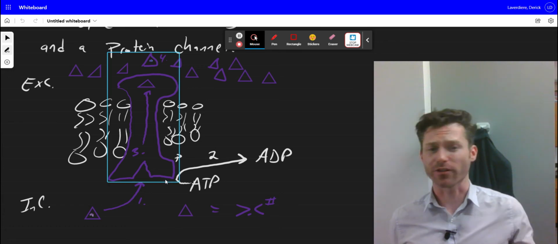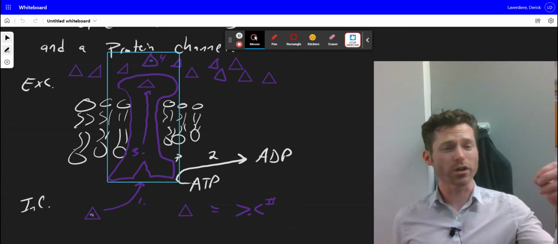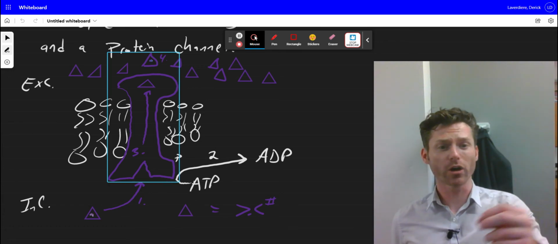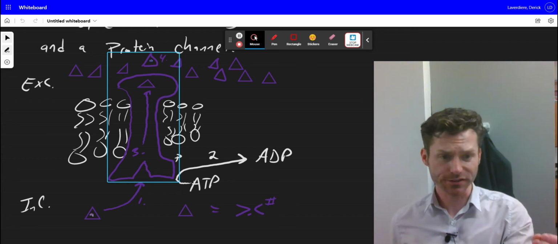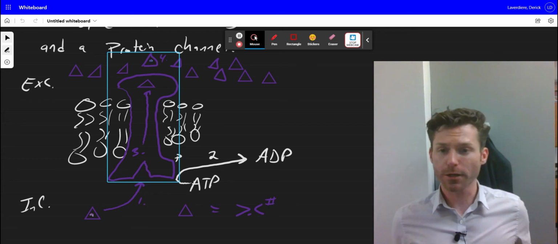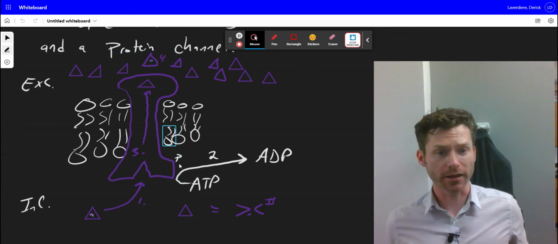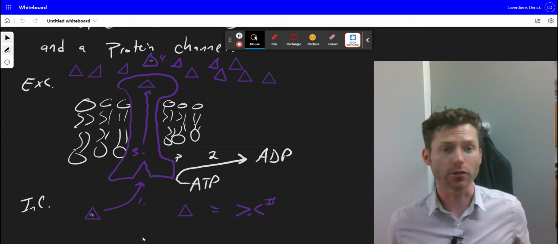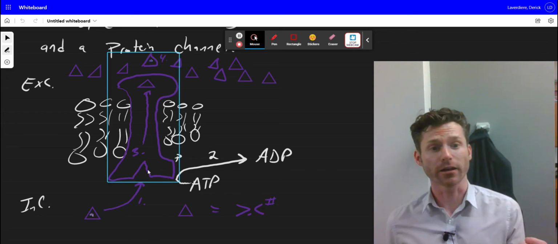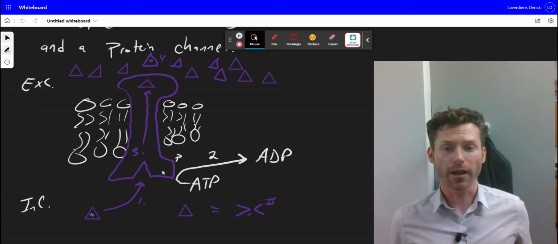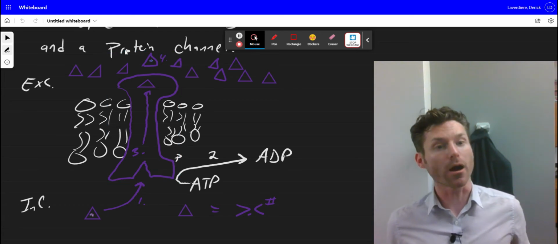This cell, however, hates triangles. It's like triangles are the worst shape in the whole wide world. Get them out of me. I absolutely abhor triangles. And so it has a protein channel that's designed to move triangles out. And this protein channel doesn't move triangles in, it only moves them out. It's shaped in a way that fits triangle molecules, and it is shaped in a way that pushes them out.